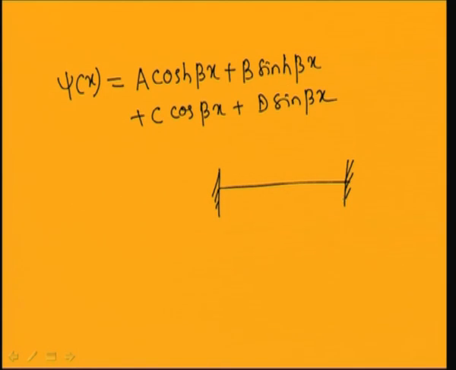In this case the boundary conditions on the left side are u equal to 0, and also the slope, that is du by dx, equal to 0. Similarly, on the right side displacement equals 0 and the slope also equals 0.